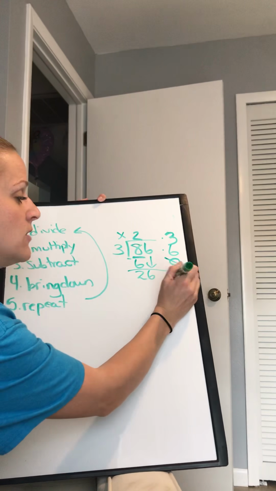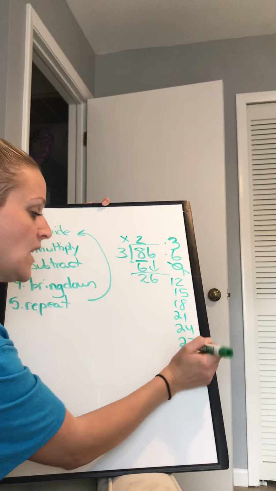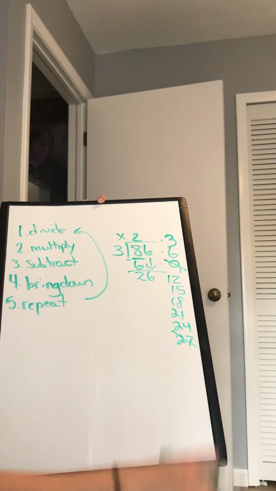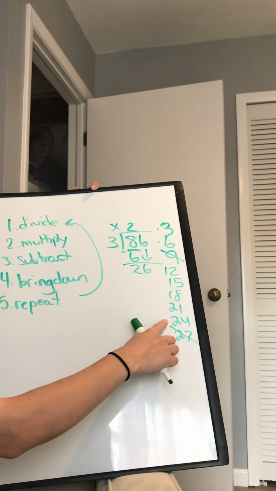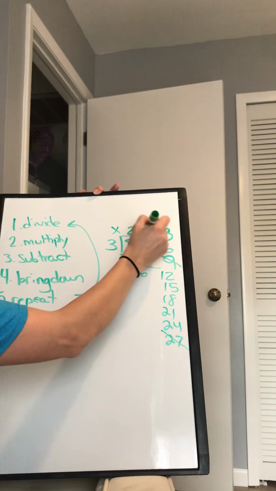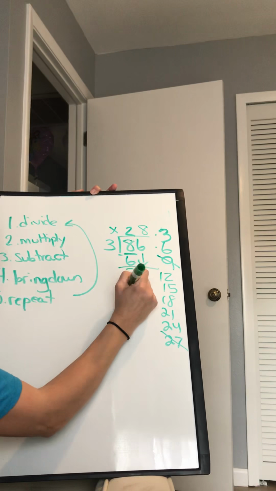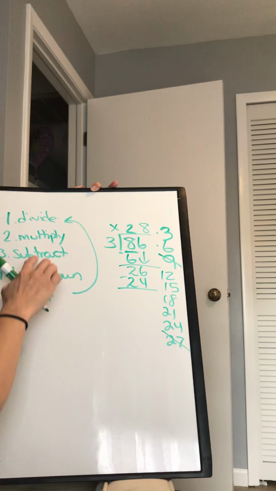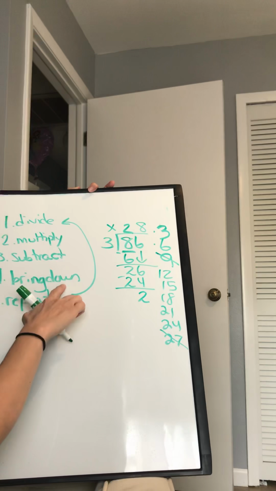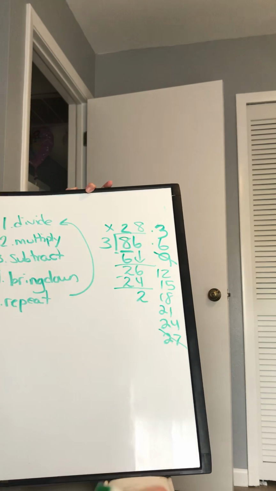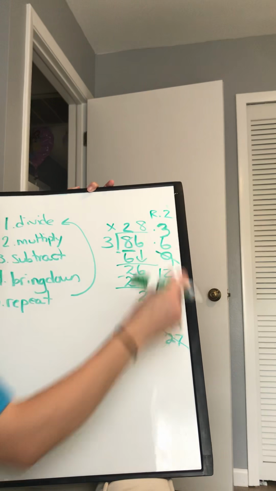I'm going to keep skip counting to figure that out. 27 is over 26, so I'm going to stop and cross that off. How many times did it take me to get to 24? 8 times. 8 goes on top. Now my second step is multiply. 8 times 3 is 24. Third step, subtract. 26 minus 24 is 2. Now my fourth step is bring down, but I have nothing else to bring down, so now I'm done. My answer is 28 with a remainder of 2.